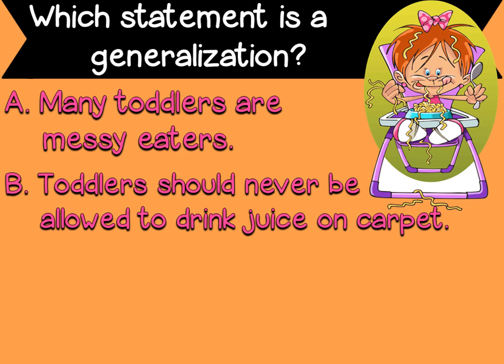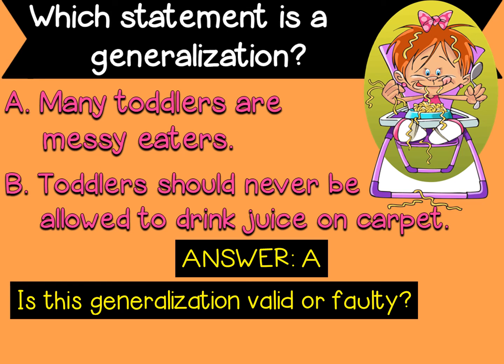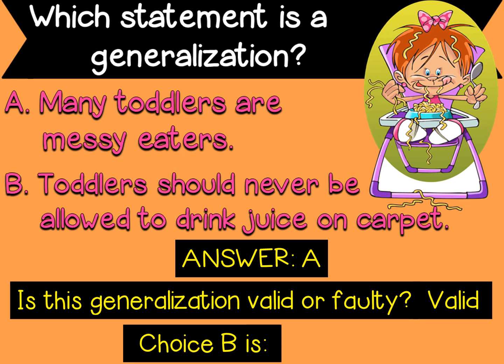This statement is a generalization. A, many toddlers are messy eaters, and B, toddlers should never be allowed to drink juice on carpet. Which one? That's right, A. Is this generalization valid or faulty? What do you think? It is valid. Why? B is an opinion. That's right. Okay? So we have the word many, the clue word in there, many.